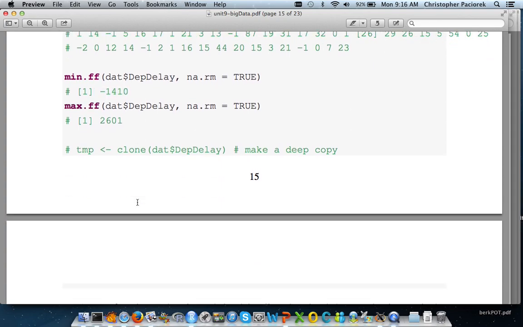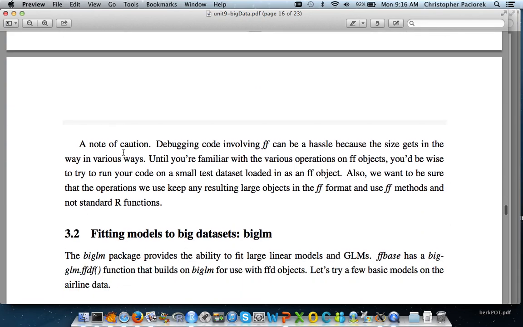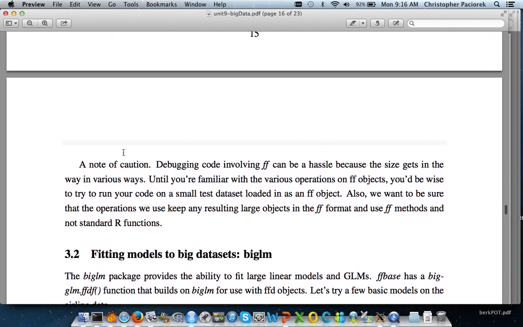Just a quick point that, not surprisingly, given the fact that we're dealing with a big data set, if you just do an assignment, you're not actually doing a full copy. And if you did really want to make a full copy, you have to use the clone function. OK, so any questions so far?